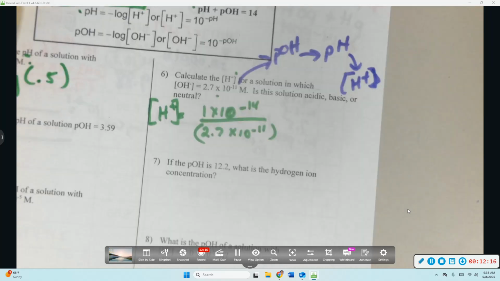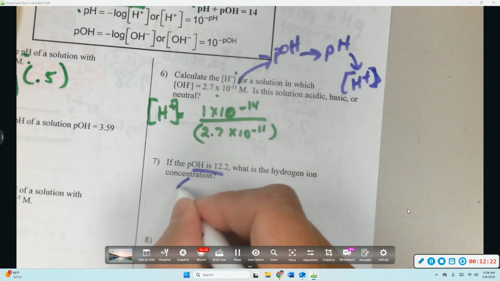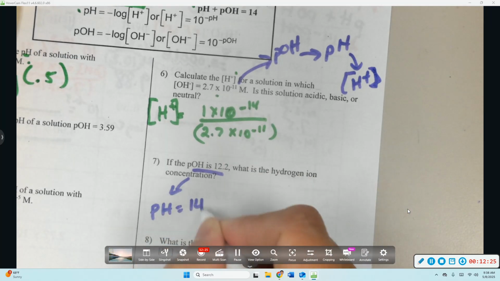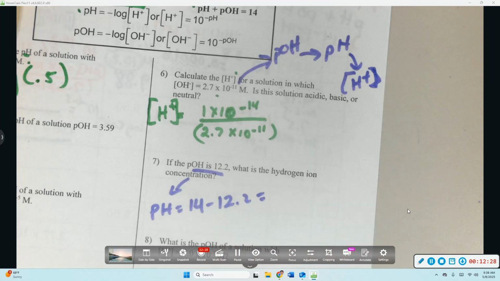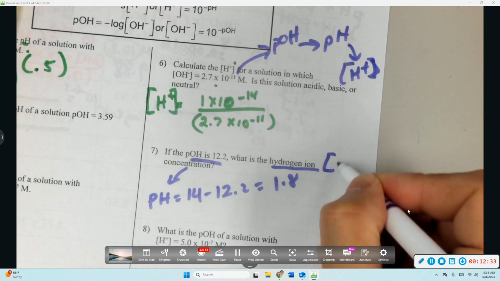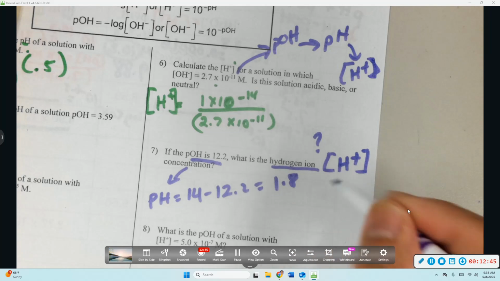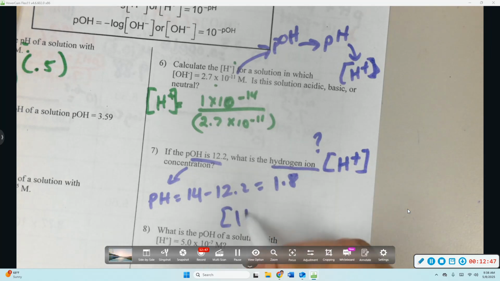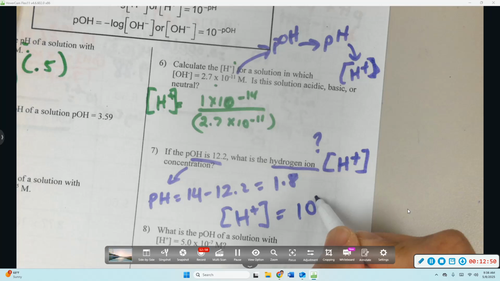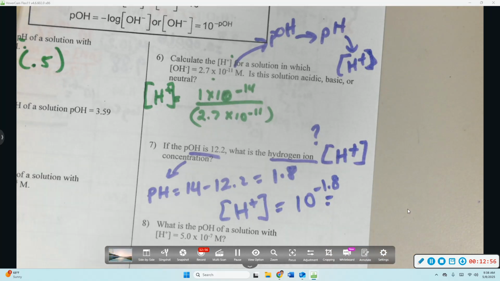See, like number 7 here, they give you pOH. There's 2 ways to do it. You can find pH equals 14 minus the 12.2. That'll give you 1.8. pH is 1.8. Then you can find the hydrogen ion concentration, but we're looking for H plus. So you have to get pH first, or you have to get the OH concentration. This is another way to do it, but this is probably the easiest way. Remember, H plus is equal to 10 raised to the negative 1.8. You type that in your calculator and you get a scientific number or a decimal, depending on the calculator.